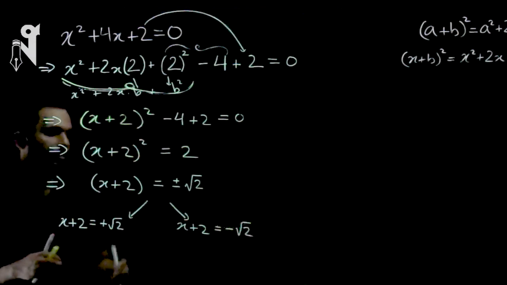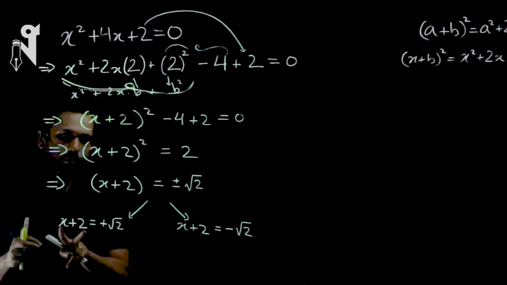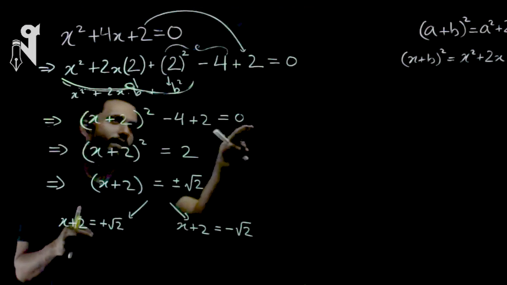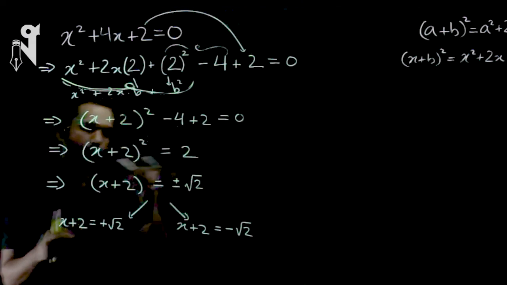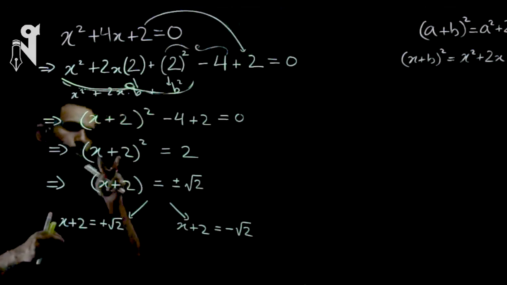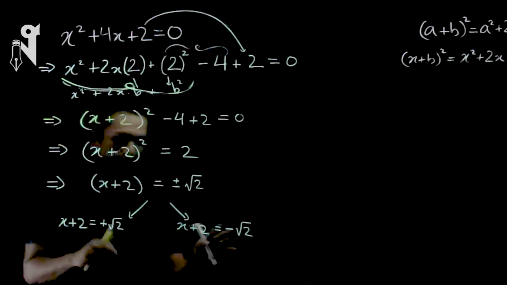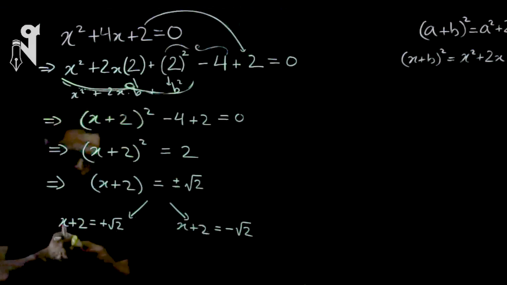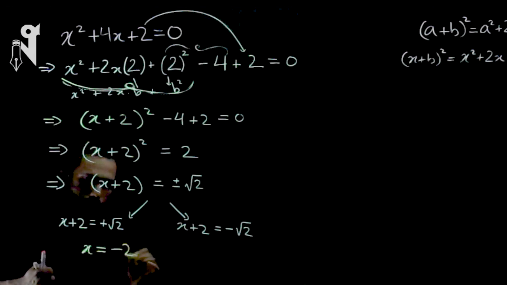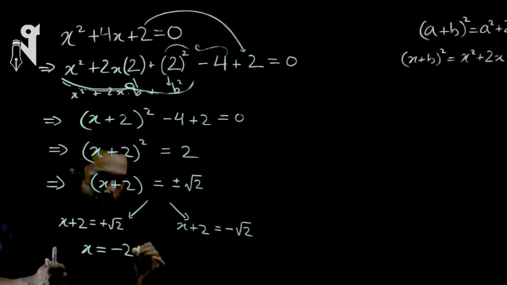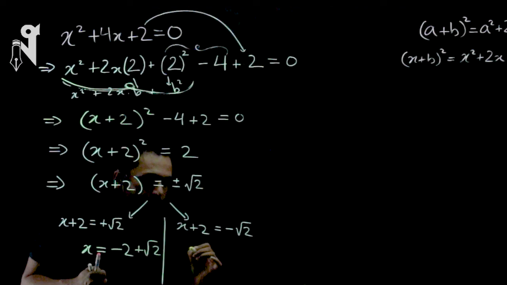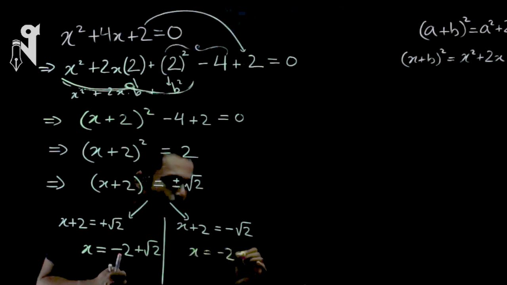Both are valid solutions, because if x plus 2 is plus root 2, plus root 2 square is 2, which satisfies this: 2 minus 4 plus 2 is equal to 0. And if x plus 2 is minus root 2, minus root 2 whole square is again 2. So both of them satisfy. So finally my answer is x equal to minus 2 plus root 2, and from here x equal to minus 2 minus root 2.